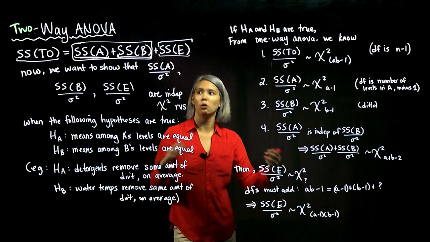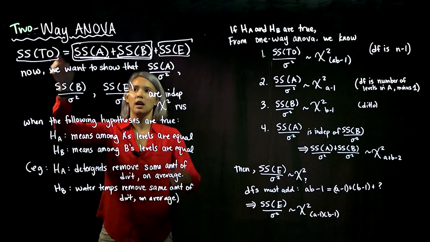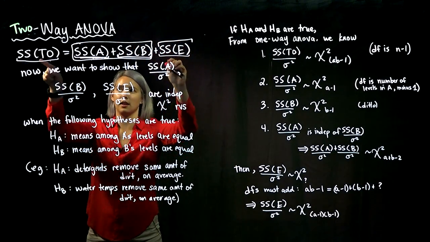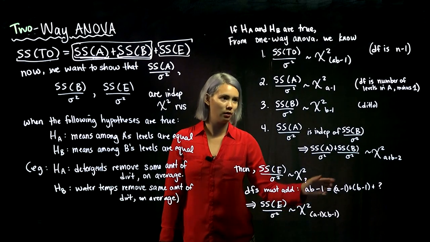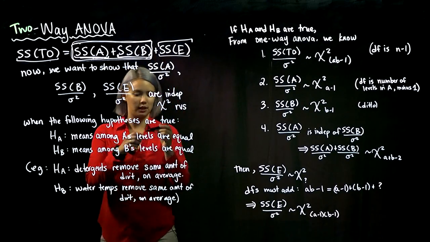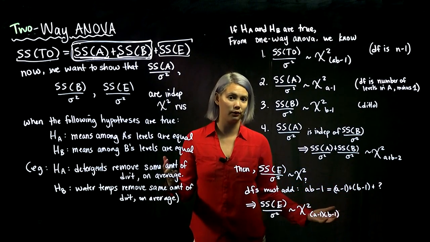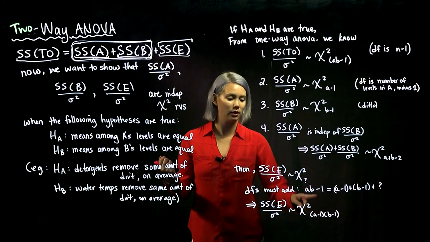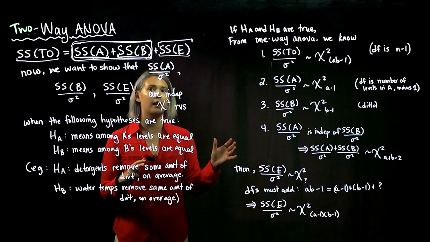But what about the degrees of freedom? Well, we know that the degrees of freedom should add, right? So if we know the degrees of freedom for SS total over sigma squared, and we know the degrees of freedom for this chunk over sigma squared, then we know that we can just add these to get there. So the degrees of freedom for SS total over sigma squared is AB minus 1. And then we figured out that the degrees of freedom for this piece over sigma squared is A minus 1 plus B minus 1. So then that leaves the degrees of freedom for SS due to error over sigma squared. And so it must be then that degrees of freedom here is equal to A minus 1 times B minus 1.